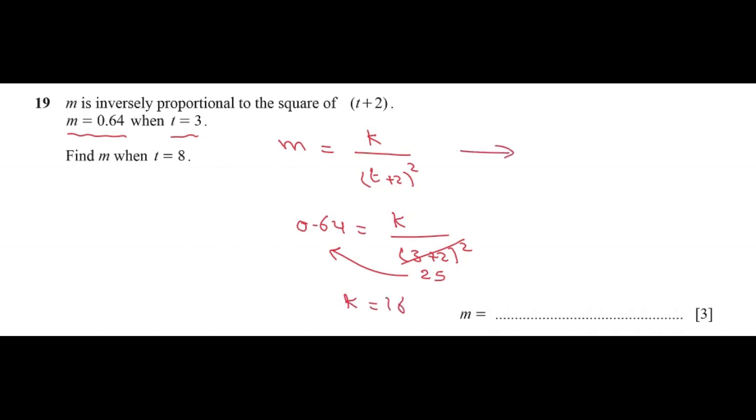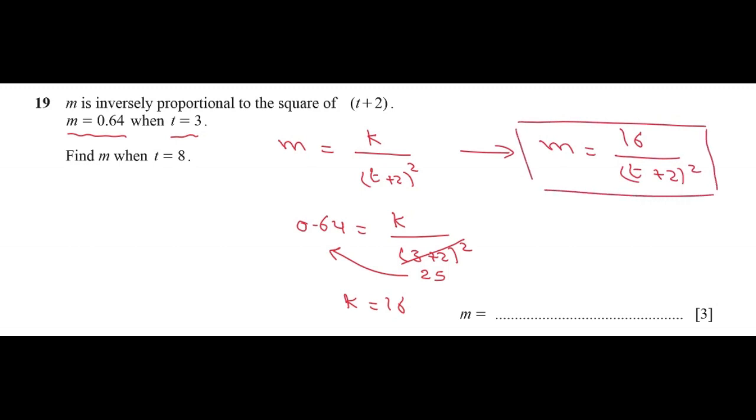Now we have a relation: m equals 16 over (t plus 2) to the power 2. After finding the relation, we have a simple and easy question. Find m when t equals 8.